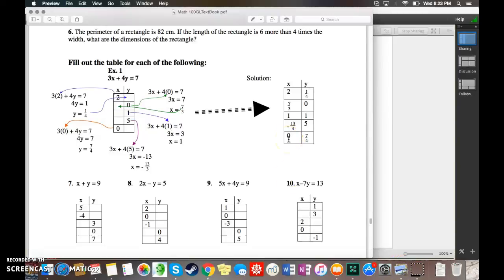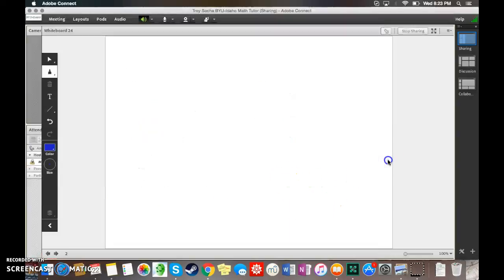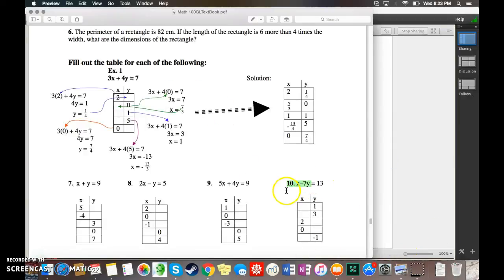So this is going to be another video on table of values. I'm just going to do more of a simpler equation. I'm going to take number 10 here. We're going to just discuss how this works. Again, just with a different equation, maybe it'll help somebody out to see it a different way.